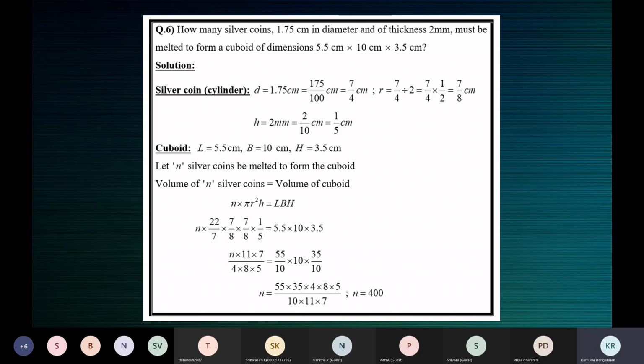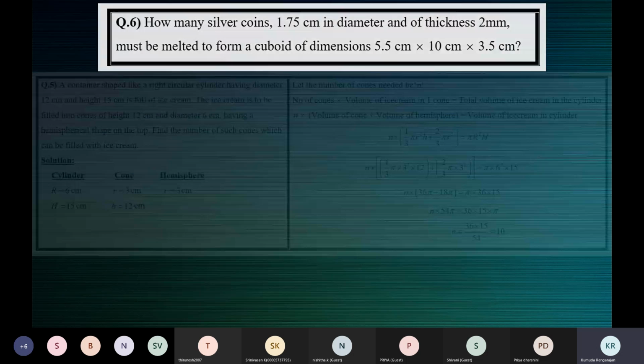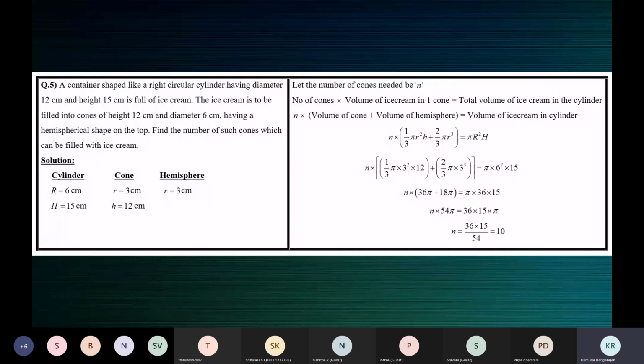I think we finished this, right? How many silver coins? Yes, we finished this. What about this ice cream, some children? Is this over? Did we discuss this one?